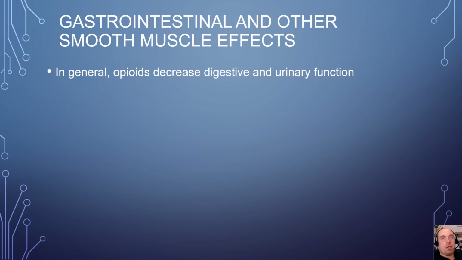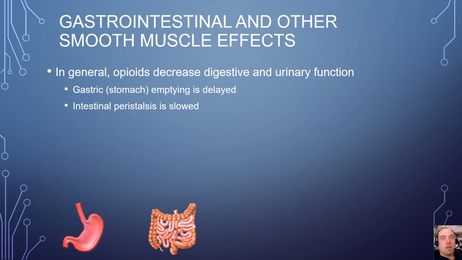Next is gastrointestinal and other smooth muscle effects. In general, opioids decrease digestive and urinary function. In the stomach, gastric emptying is delayed. That means the stomach will retain food longer before it pushes it into the small intestine, so it's going to sit there longer. Intestinal peristalsis is slowed, so your muscle activity in your entire intestinal tract is lower, meaning you're not moving chyme, which is the digested food, as quickly as you normally would, so you'll desiccate your stool.